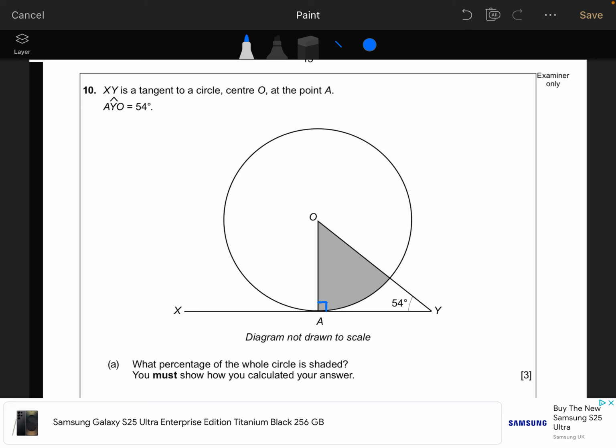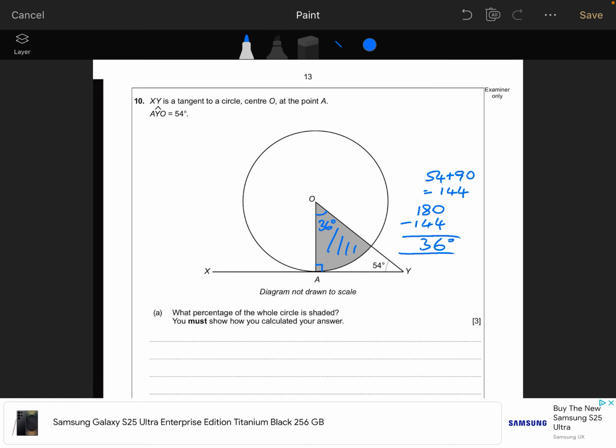Okay, so a tangent and a radius always meet at 90 degrees on a circle. So if that's the case, this is a right angle triangle, and angles in a triangle add up to 180, so I should be able to work out that angle there. So I need to do 54 plus 90, that is 144, and then I want to do 180 minus 144, and that gives me 36 degrees. So that angle there is 36 degrees, and if I'm working out the area of this sector, that is a fraction of the whole circle.